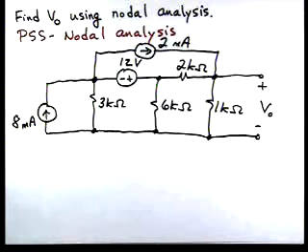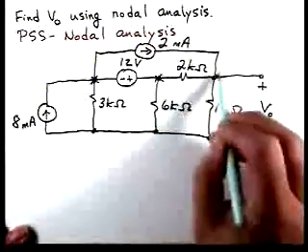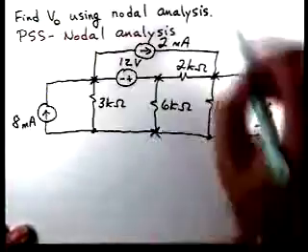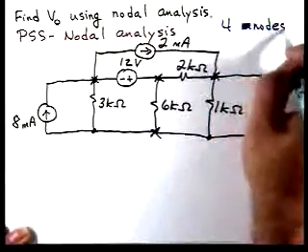Okay. In this problem, we're going to find V0 using nodal analysis. We're using our problem-solving strategy on nodal analysis. And if you'll refer to the problem-solving strategy, the first step is to determine the number of nodes in the circuit. So if we look, 1, 2, 3, and then the node at the bottom. So now we have 4 nodes.